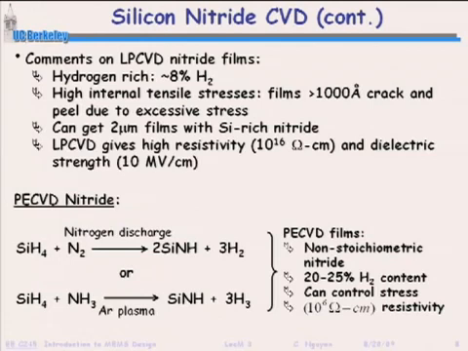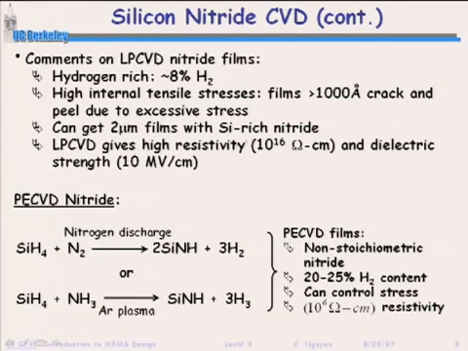LPCVD gives you good stuff. So it gives you very high resistivity films with good dielectric strength. There's another way to deposit this nitride, and that's PECVD. And so here are some of the reactions here, in a nitrogen discharge or an argon plasma.